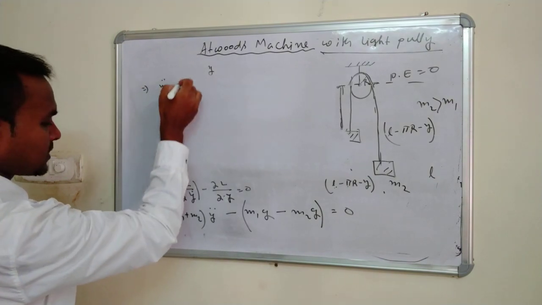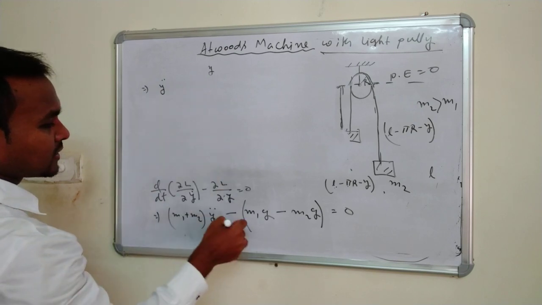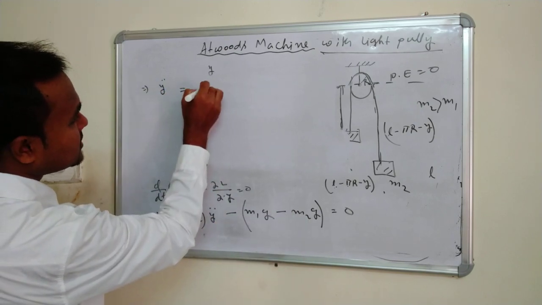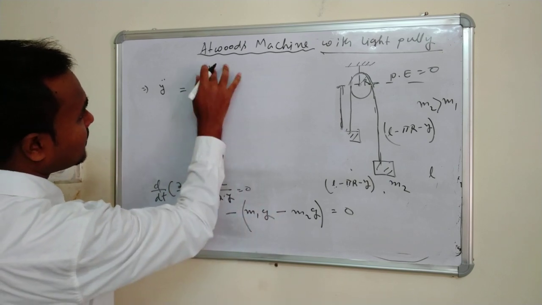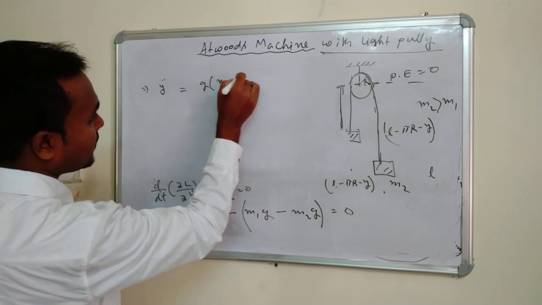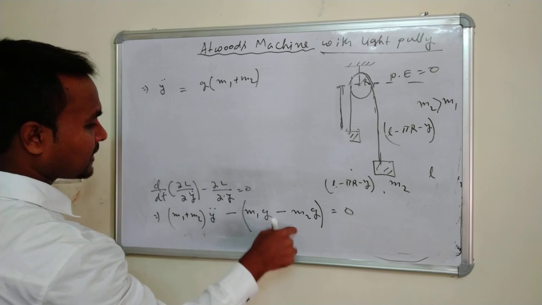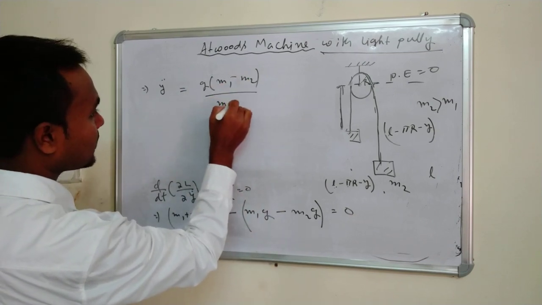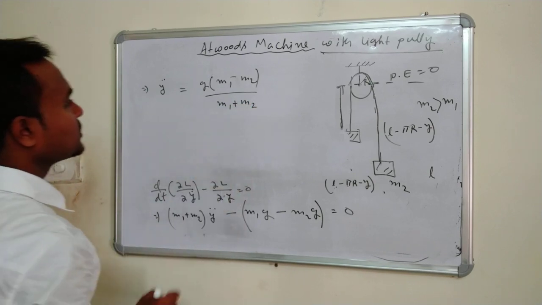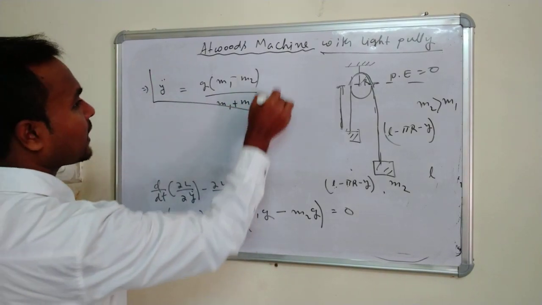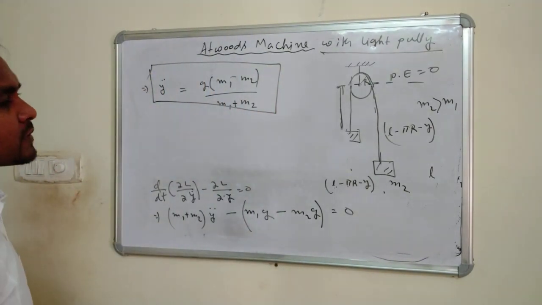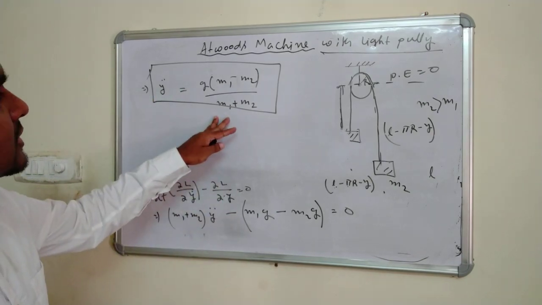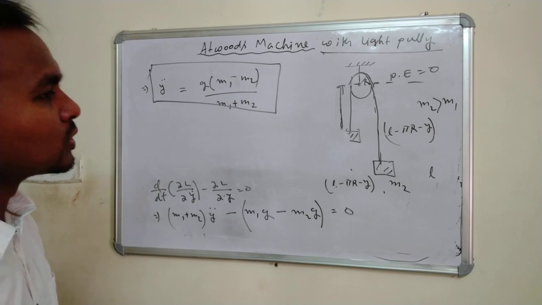y double dot is equal to g, which I can take common, times m1 minus m2 divided by m1 plus m2. So this is our expression for the acceleration. This is the final acceleration, and this is the solution.